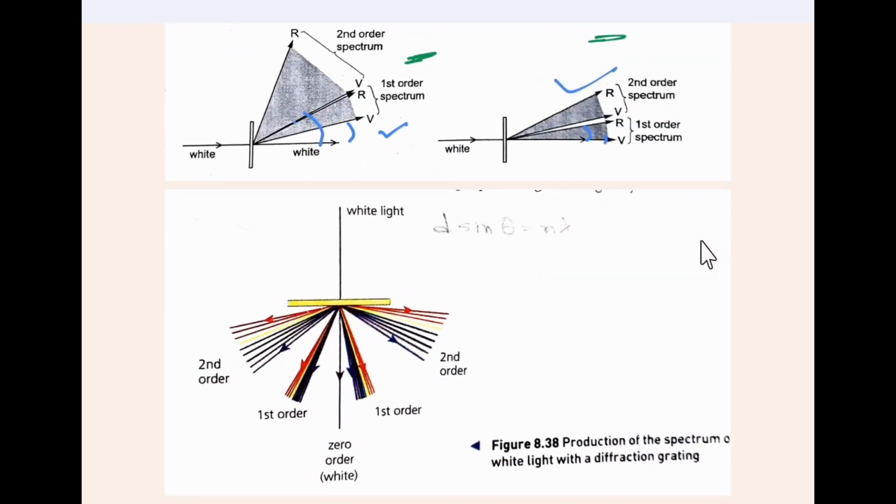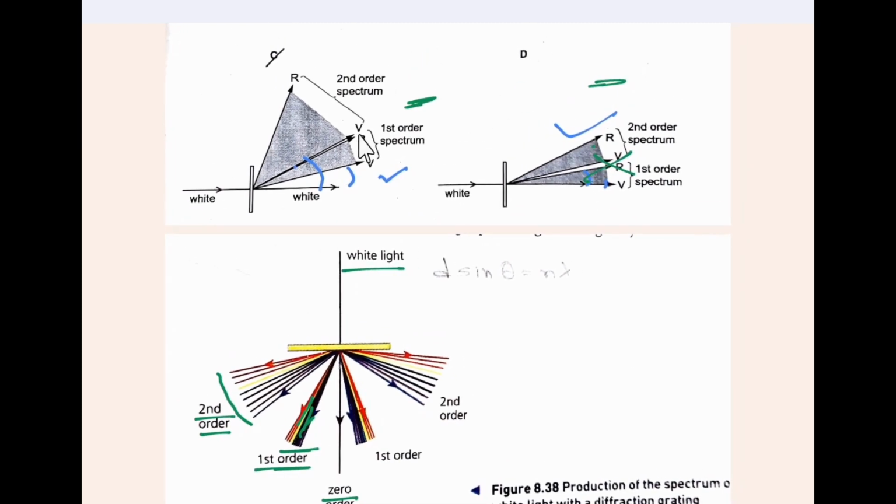Then if we see what waves are formed, white light passes through the diffraction grating and forms the zero order, then the first order and the second order. We can see that the first order is formed in this way, then the second order is quite spread out, so it would increase. So answer D is obviously wrong, and the answer is C. The first order is quite spread out and the second order is much more spread out, so it would obviously be answer C.